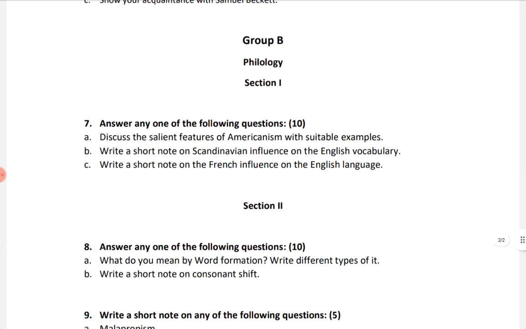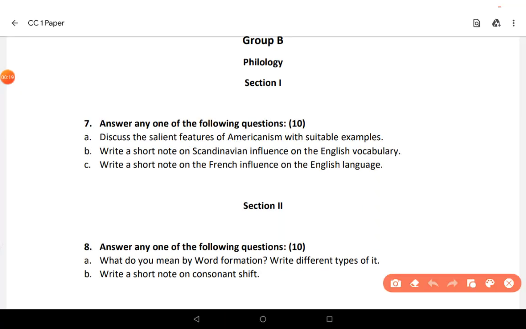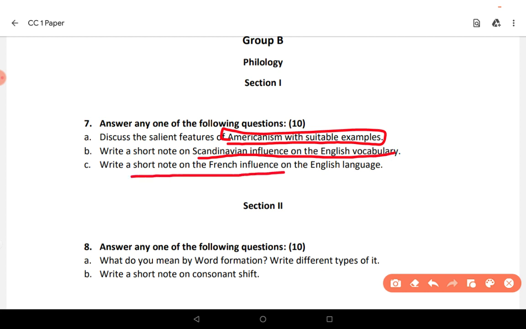हम लोग ग्रुप बी जो फिलोलॉजी है उस पर ध्यान देंगे। फॉर दिस ईयर CC1 में जो इम्पोर्टेंट क्वेश्चंस आपके लिए है वो है: डिस्कस द सेलिएंट फीचर्स ऑफ अमेरिकनिज्म विथ सूटेबल एग्जाम्पल्स, write a short note on Scandinavian influence on the English vocabulary, write a short note on French influence on English language.